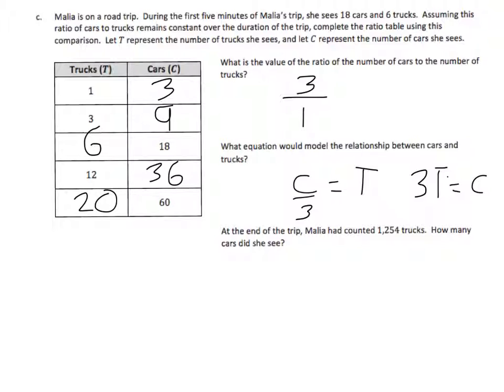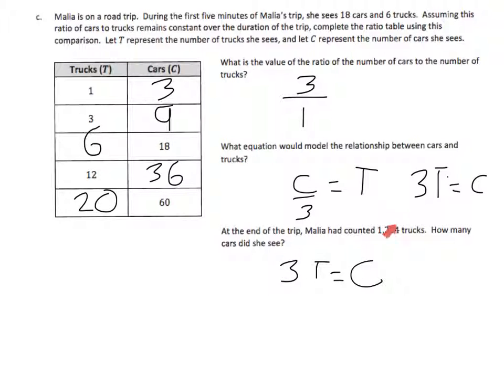So let's use one of these equations to help us figure out the last question. At the end of the trip, Malia had counted 1,254 trucks. How many cars did she see? Well, which equation do we want to pick? The cars divided by 3 is trucks, or the 3 times trucks equals cars? Well, we're given the number of trucks, so let's use the one that we're working with, trucks. So it's going to be 3 times the number of trucks equals cars.